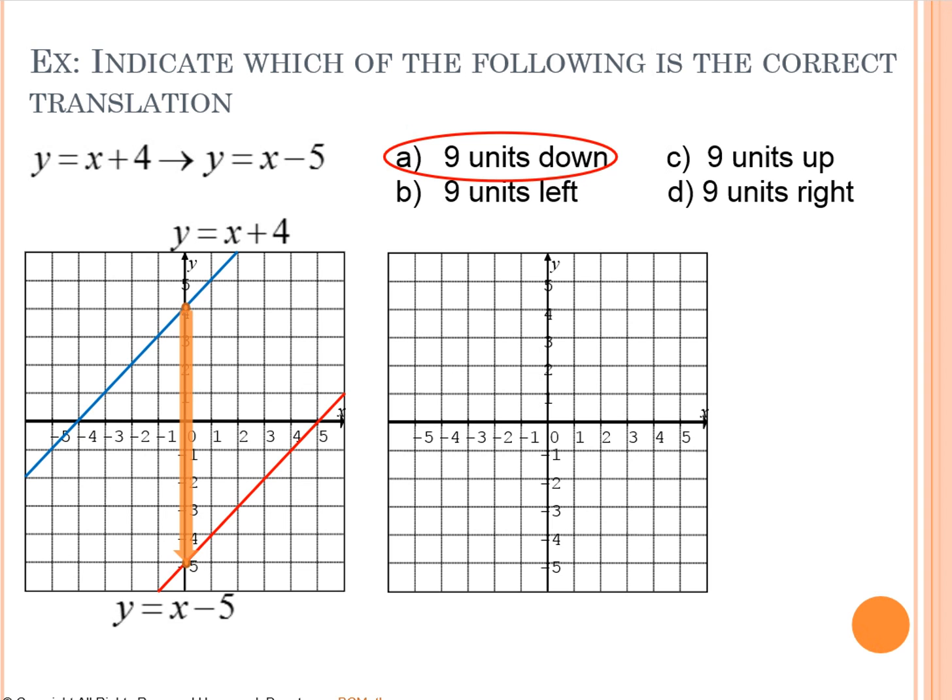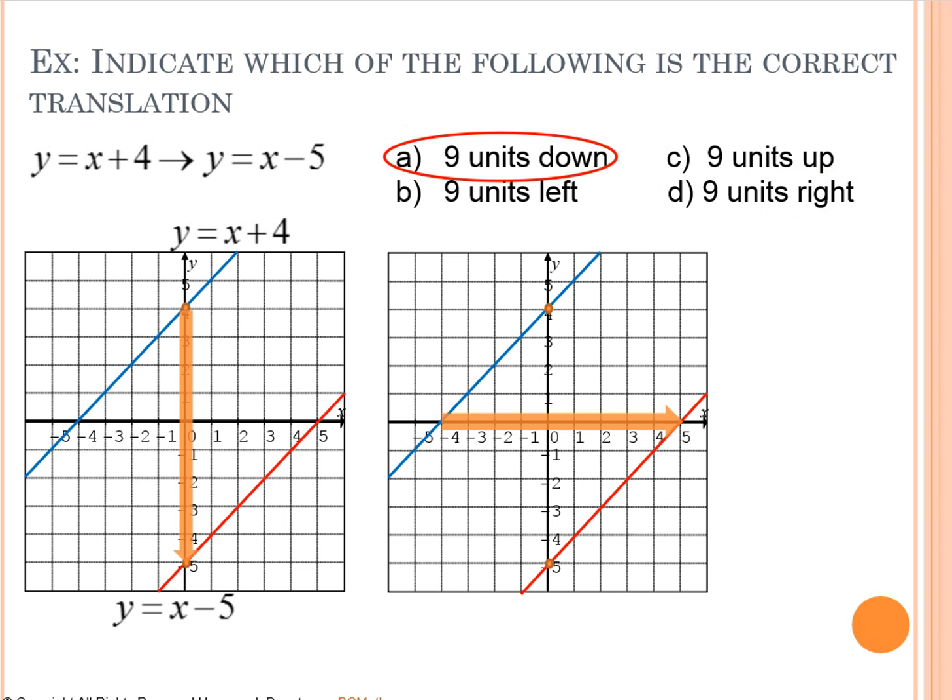Now you could also have another answer. Let's take a look. Here is y equals x plus 4, and this is y equals x minus 5, and this is y equals x plus 4. If you take this point right here, and compare it to this point over there, you'll notice that the blue line has moved actually 9 units to the right.